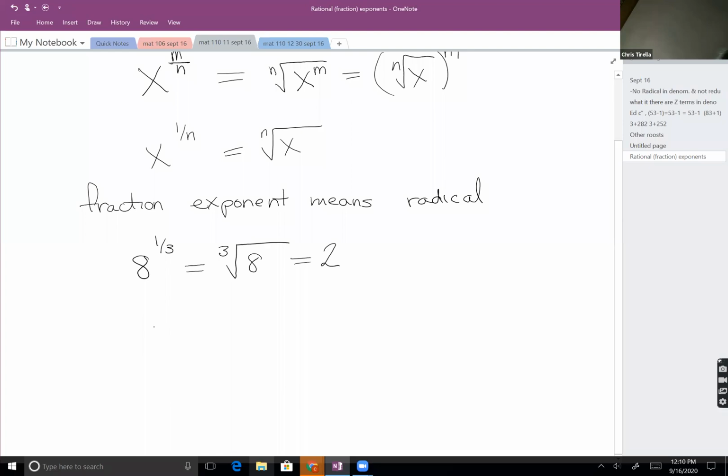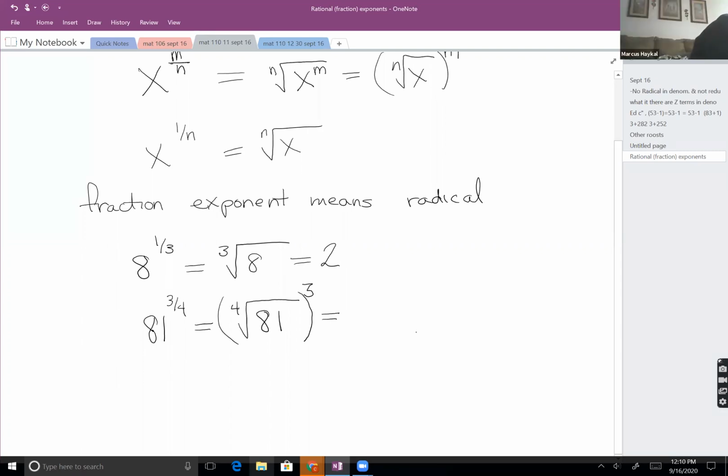If I have 81 to the 3/4, what that means is I'm going to take the 4th root of 81. The denominator is the index, and the numerator becomes an exponent. I'm going to cube it.